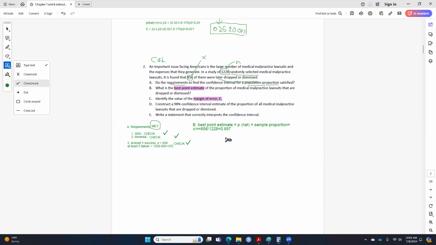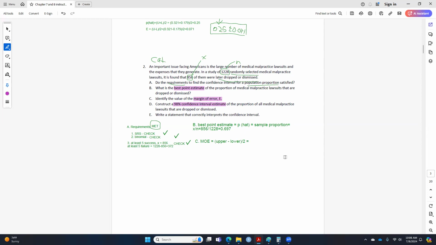So in question C here, you find the margin of error by taking the upper limit minus the lower limit, divided by 2. In other words, you actually need to find the 98% confidence interval first. This is usually what I tell my students when you find the margin of error.